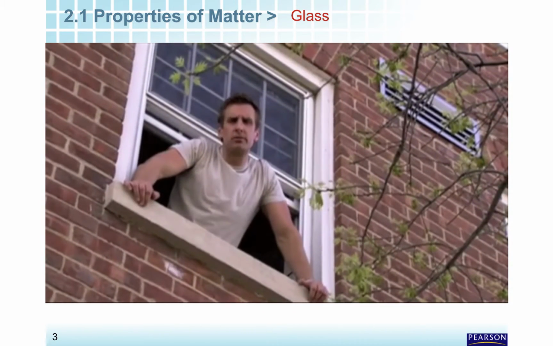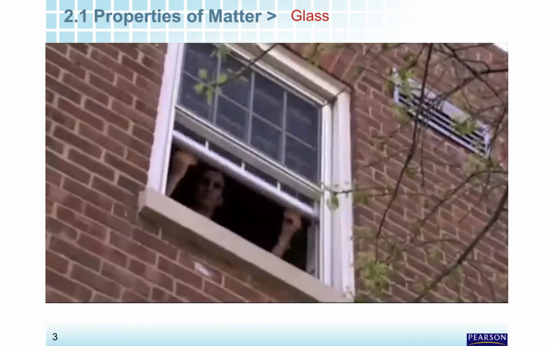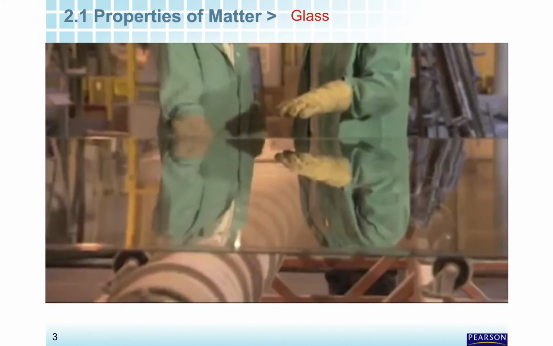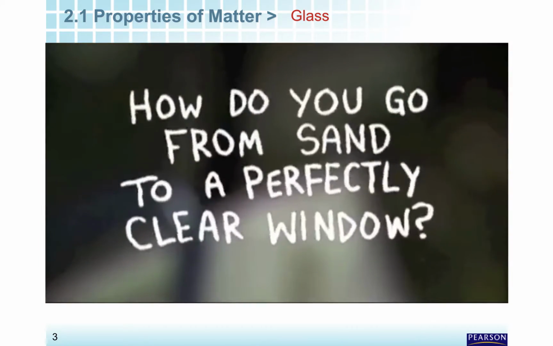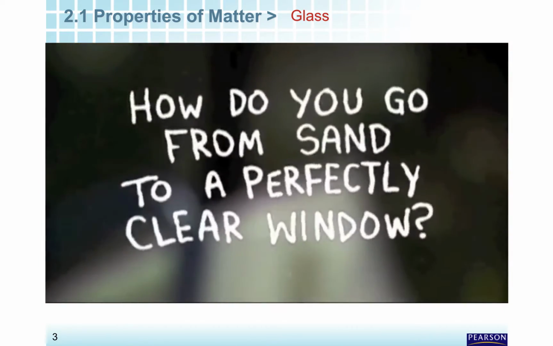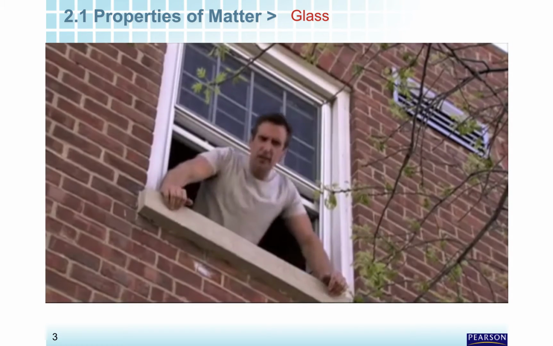It's such a simple, routine act of everyday life, opening and closing a window. Yet I'm not really sure how or why this window glass started out as a heap of sand. So how do you go from sand to a perfectly clear window?